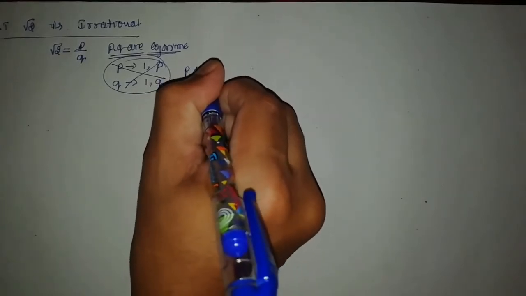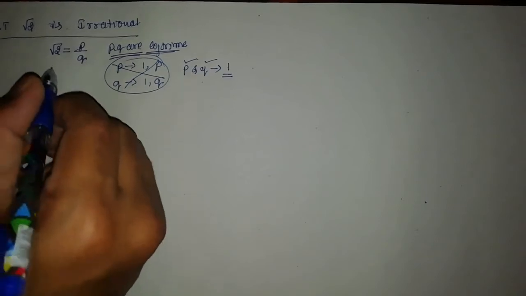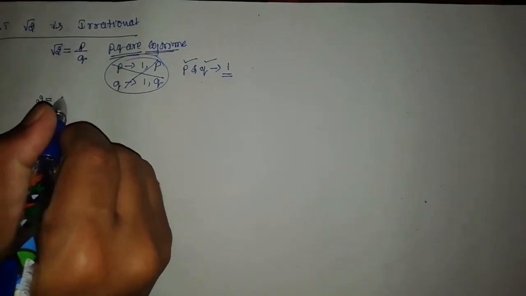Just take like this. For both p and q, the common divisor is 1. There will be no number which is greater than 1. Those numbers are called co-prime or relatively prime. Remember, both are one and the same. So now I'm going to square this one. If you square this one, you will get like this.